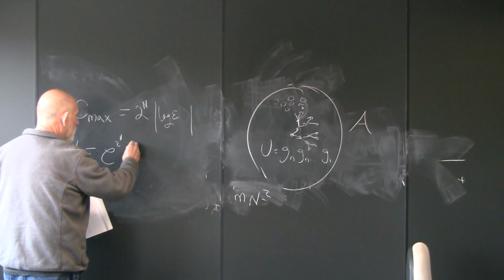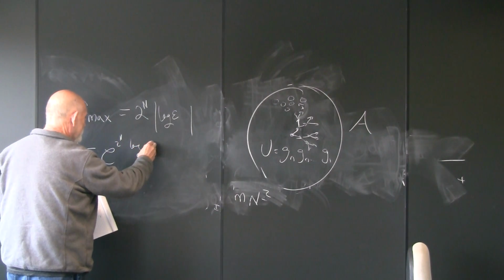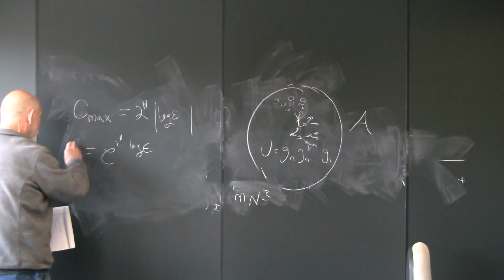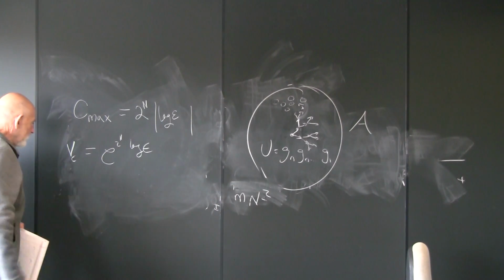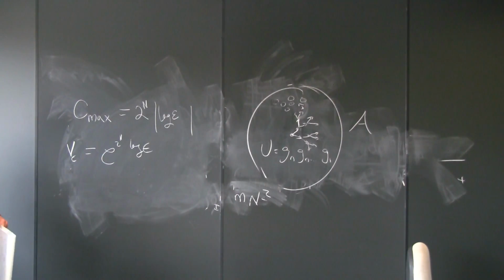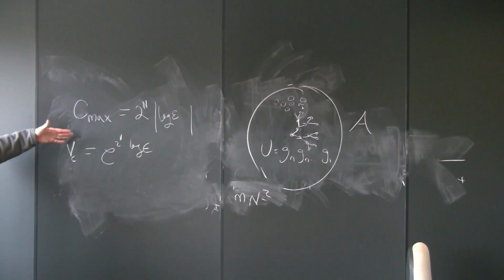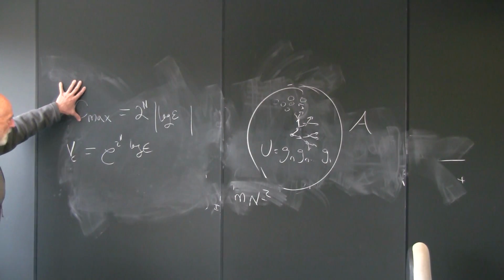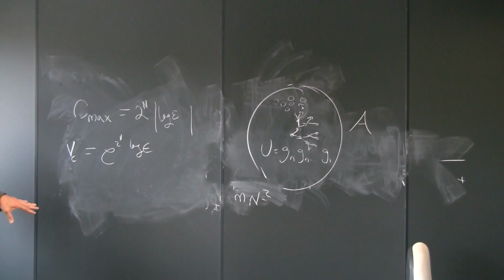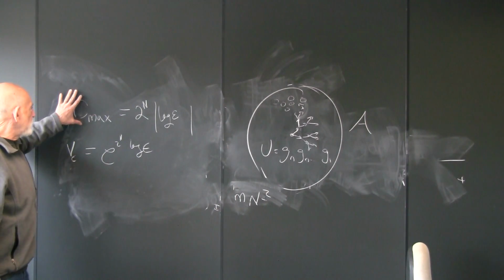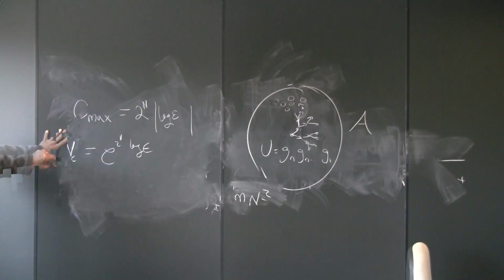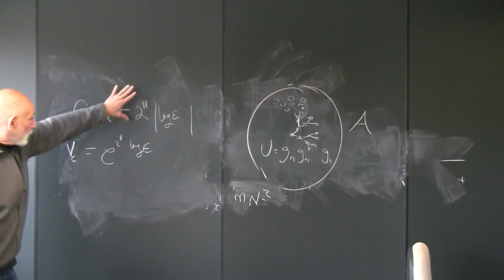if you do that calculation, is e to the 2 to the n. Volume in units of epsilon spheres. So this is the volume of the whole thing, this is the maximum complexity. This does not prove that the number of states with a given complexity is the logarithm of volume, but it does prove it for the maximal.